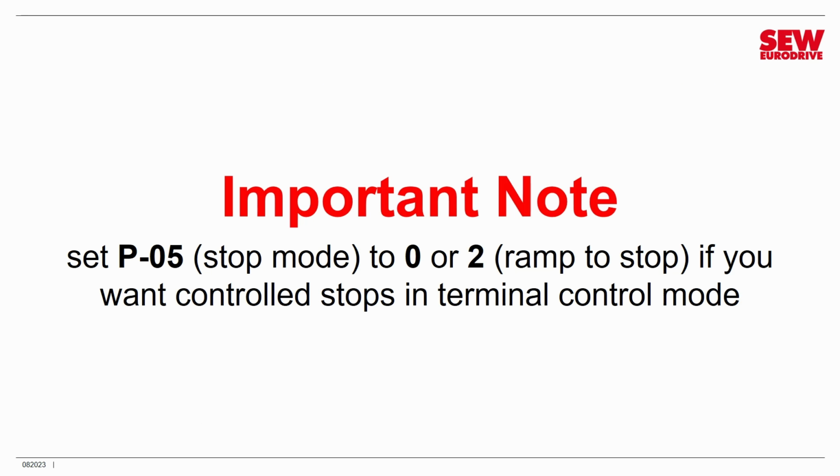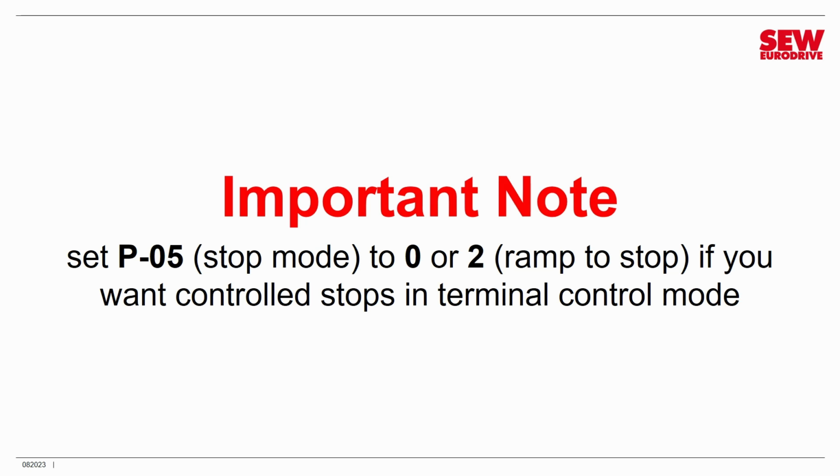Let me give you an important note, though, before we go too much further into this. You need to be sure that the stop mode, which is in parameter 5, is set to either 0 or 2. That is the ramp to stop mode. We talked about that in a previous session. You must set it to one of these two values. If you set it to coast to stop, you will not get controlled stops when you're in terminal control mode. You'll get coast stops, in other words, uncontrolled stops. So if you want to have the predictable ramp stops, be sure to set parameter 5 to 0 or 2.